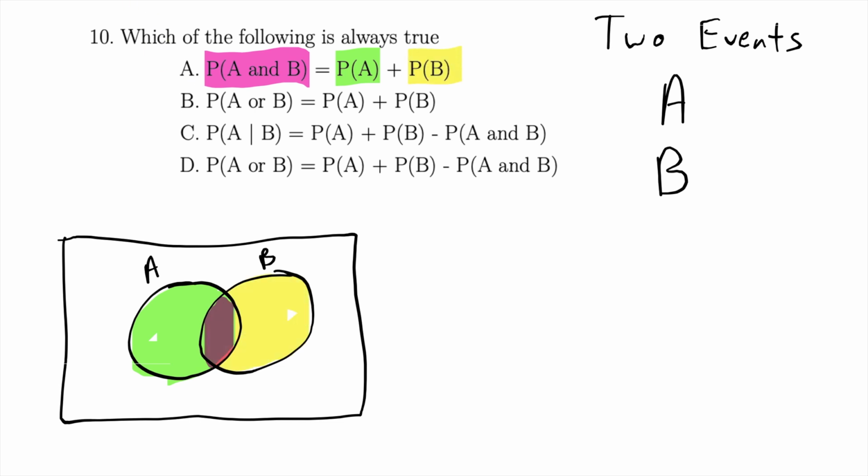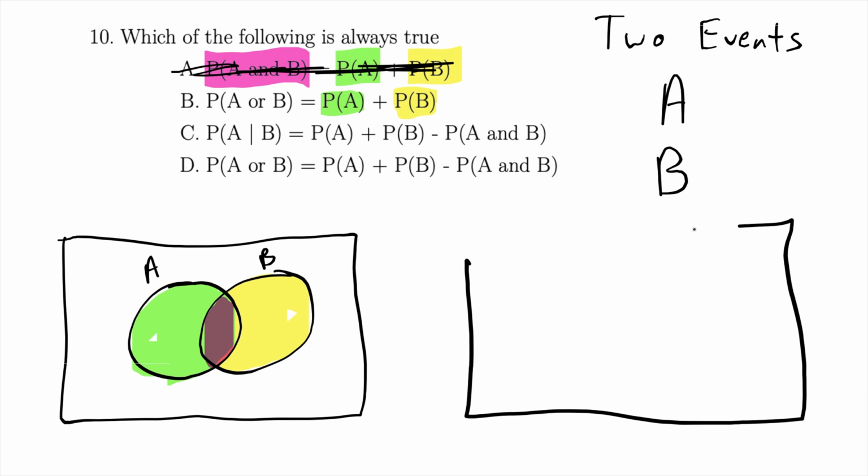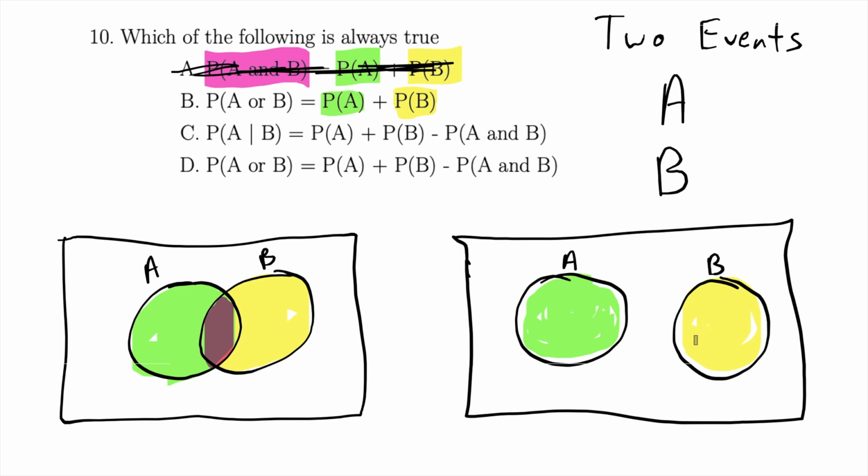This one is a horrible answer. This is gibberish. This is not true ever. This one says if you wanted to find this total area, could you add the probability of A and then add the probability of B and get the total area? It turns out that sometimes that's true. If you have mutually exclusive events, there's no danger of counting twice. But if you have this situation on the left where they're not mutually exclusive, and if you add the green plus the yellow, you do count this middle area twice. This doesn't work all the time, so this is not always true.